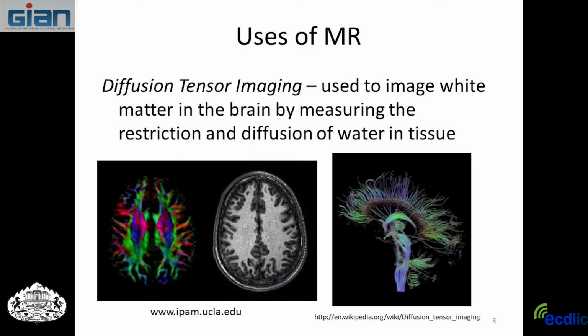You can also use MR for diffusion tensor imaging, which we're going to talk about in a lecture later. And as I mentioned, you use the diffusion of water and rely on this technique to make images of white matter tracks, and you can look at the connectivity between different gray matter areas and between different cells in the brain using this technique.